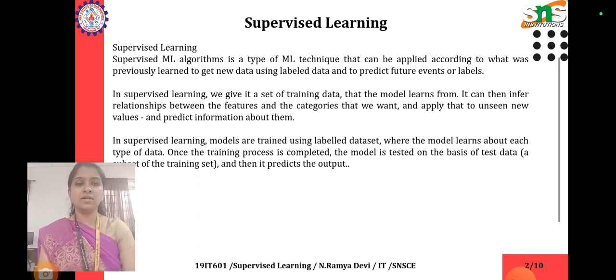In supervised learning, we give it a set of training data that the model learns from. It can then infer relationships between the features and the categories that we want and apply that to unseen new values and predict information about them. In supervised learning, models are trained using a labeled dataset where the model learns about each type of data. Once the training process is completed, the model is tested on the basis of test data and then predicts the output.